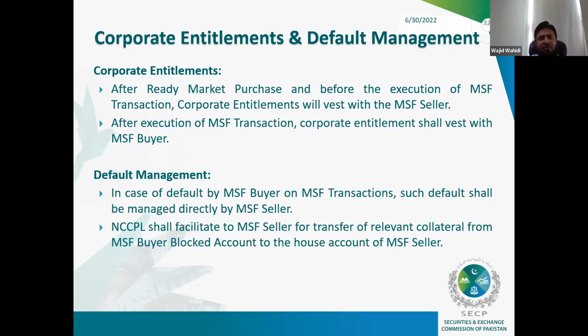In case of default management, I already discussed that if the investor does not pay the required amount to the financier, the financier will release those shares after intimation to the NCCPL and offload those shares in the market to recover the amount.